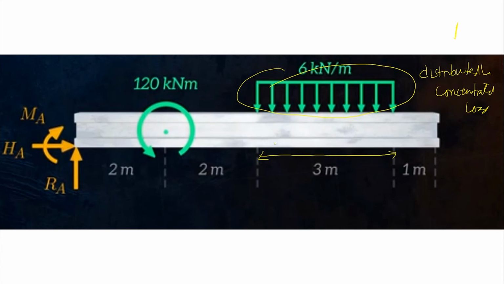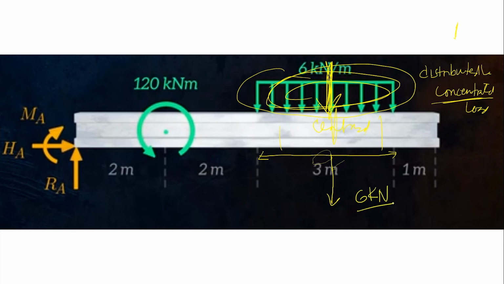Saan? Sa kaliwa, sa kanan, o sa gitna? Sa lahat po, sir. Pag ginawa nating concentrated, so sa gitna, no? So etong mga forces na to, pwede siyang maging isa, no? Pero nasa centroid. Okay? So magkakaroon ka ng isang force na lang na 6 kilonewton for every meter pero nasa centroid siya.